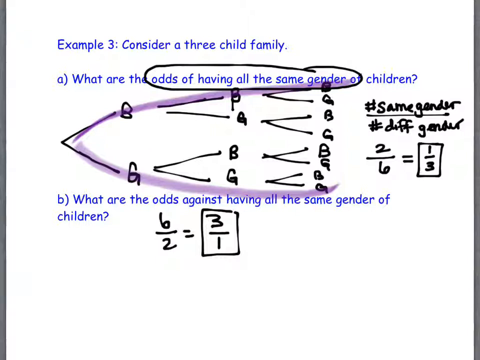Yes, Shelley? The 6 came from the 6 places where we have different gender children. These are the 6 branches. I'm just circling the ending result. But they're the 6 branches where we ended up with boys and girls in our family and not just one gender of children.